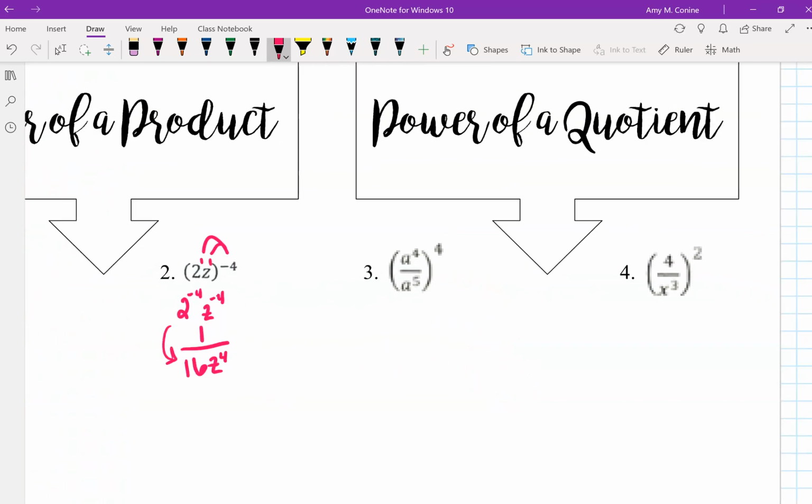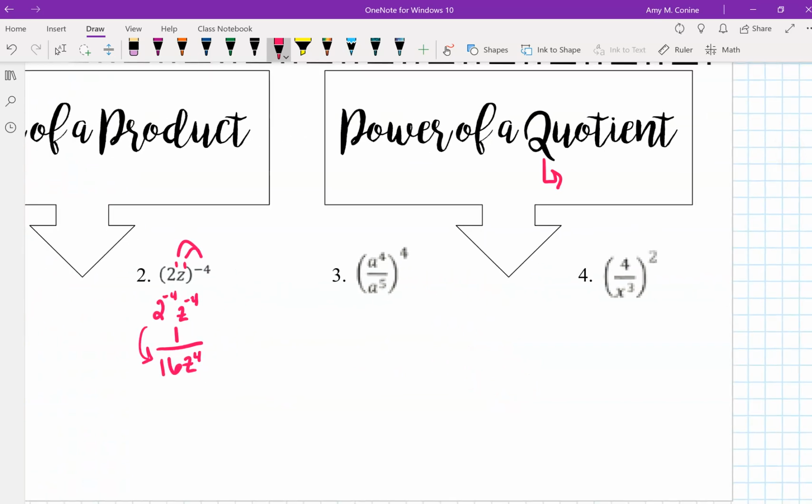So then power of a quotient is division. Okay, if you remember, quotient is division. So this is a little blurry, but this is a 4 and this is a 4. So you can do one of two things. You can simplify as much as possible first, or you can go ahead and distribute.